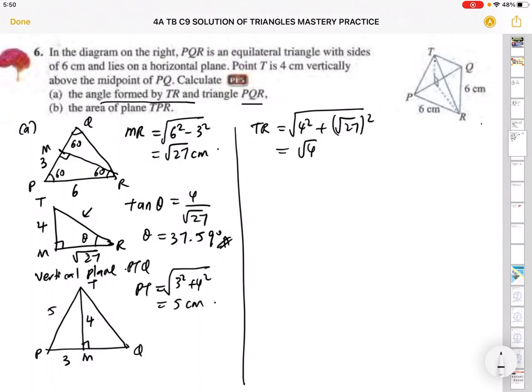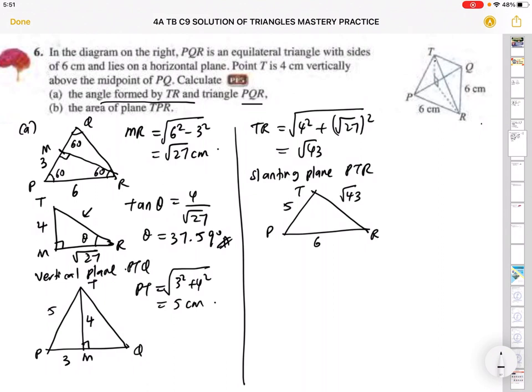Now I'm going to draw the slanting plane PTR because I need to find the area. So this is my slanting plane PTR. I know TR is square root 43. I know PR is 6 cm. I know PT is 5 cm. Now here we can use the cosine rule to find an angle, then find the area by using half ab sine C, or you can use Heron's law.